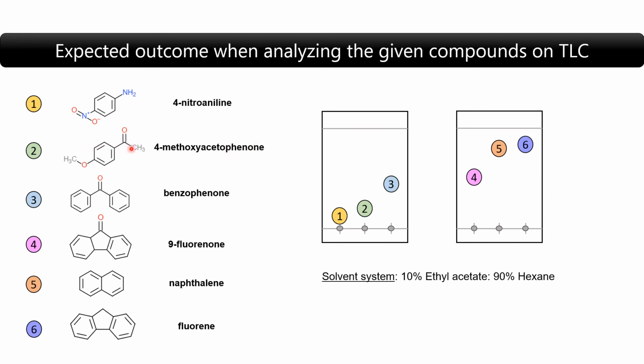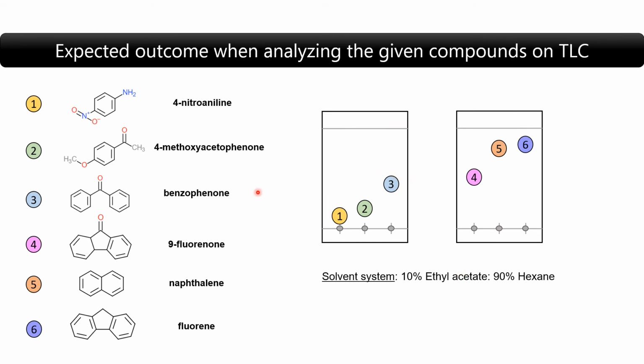4-methoxyacetophenone is the second most polar compound. Since it's less polar than nitroaniline, it should be able to move across the TLC plate a little bit further, but not so much because it's still polar and it still prefers interacting with the polar TLC plate than interacting with the overall nonpolar solvent system.